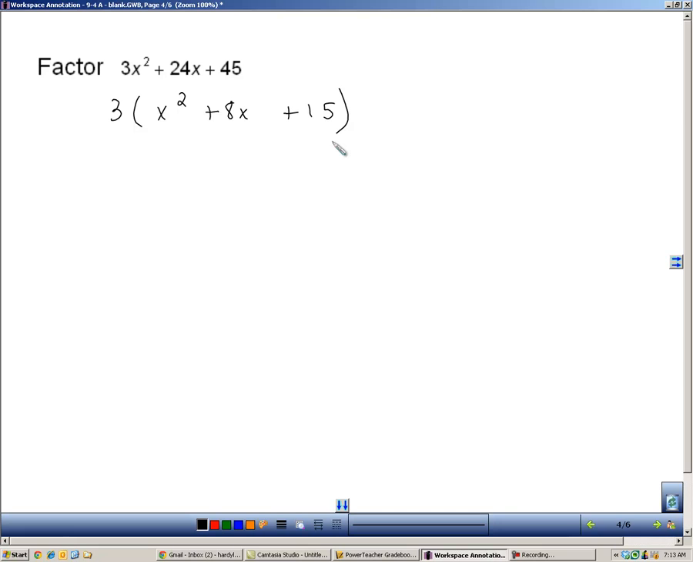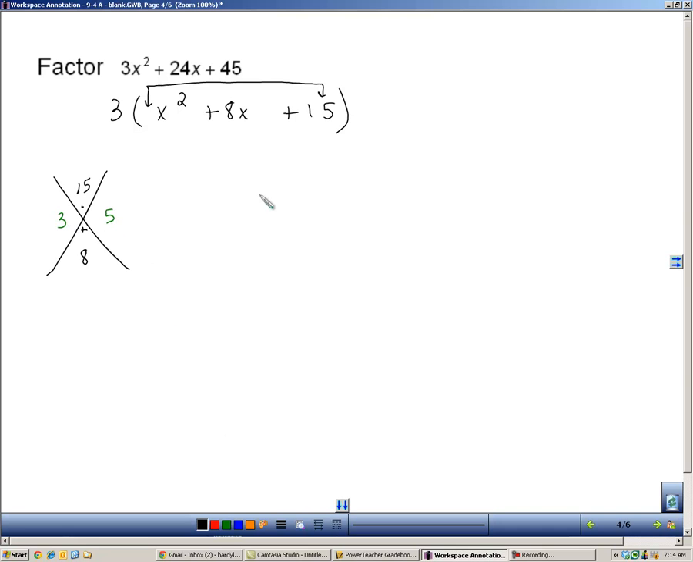15. Now that's important because once I take that 3 out, all I really have to factor then is this trinomial inside. And that's a much easier one to factor because the top of the diamond is going to be 15 and the bottom is going to be 8. And it's a lot easier to find two factors of 15 that add to be 8 than it is to find two factors of whatever 3 times 45 is that add to be 24. In this case, it'll be 3 and 5.